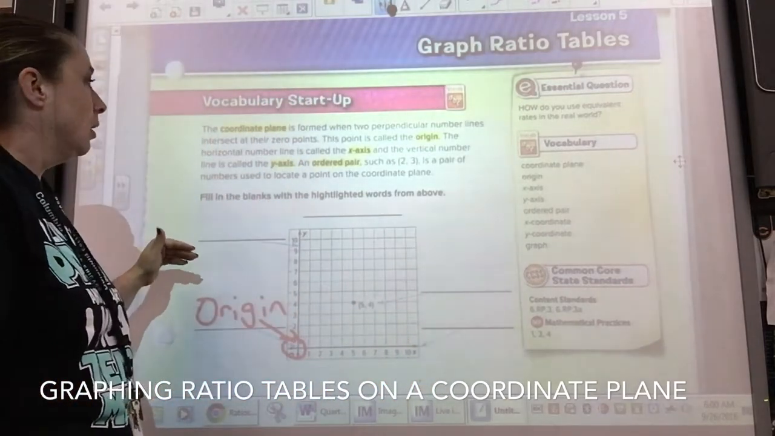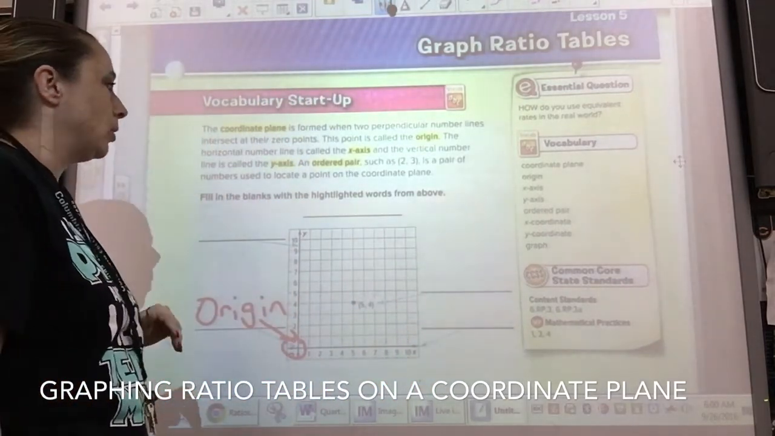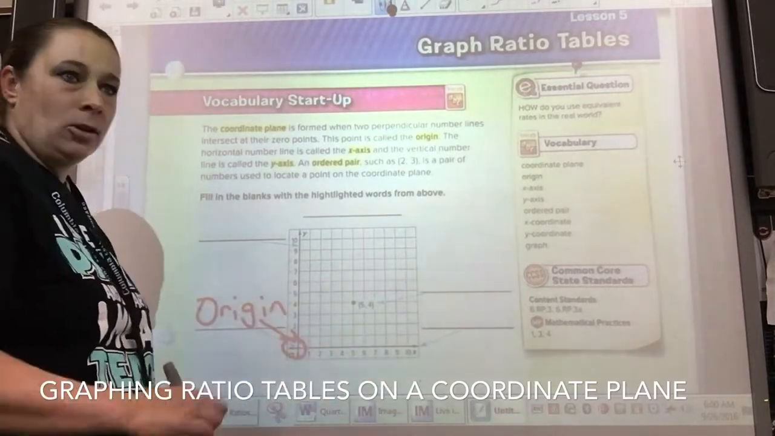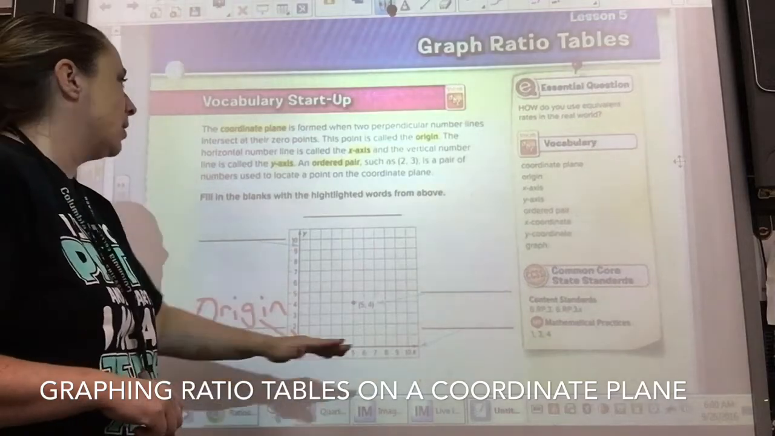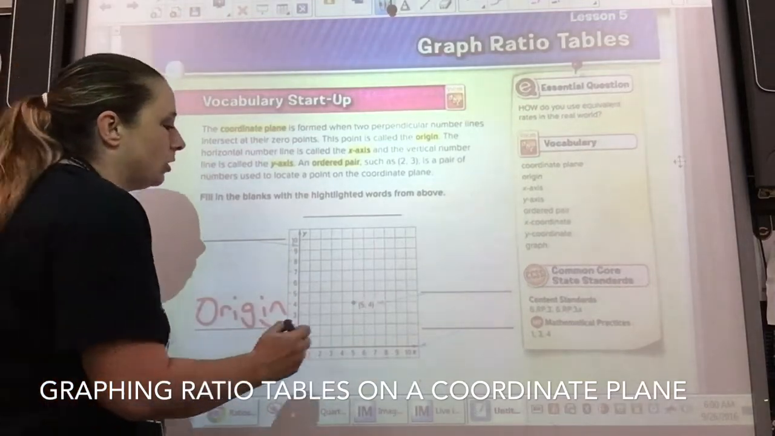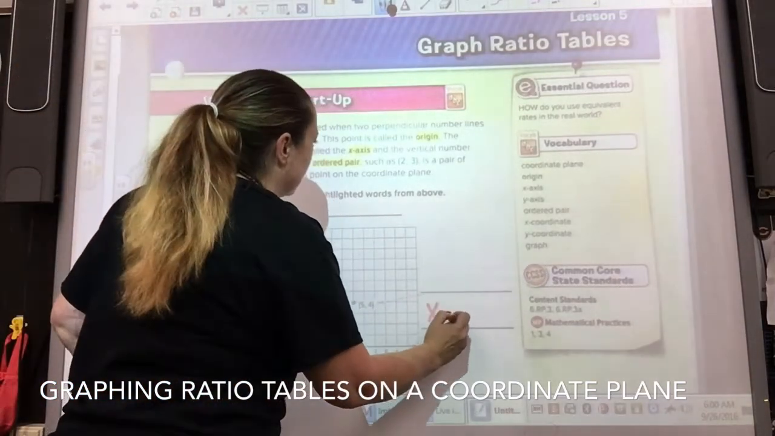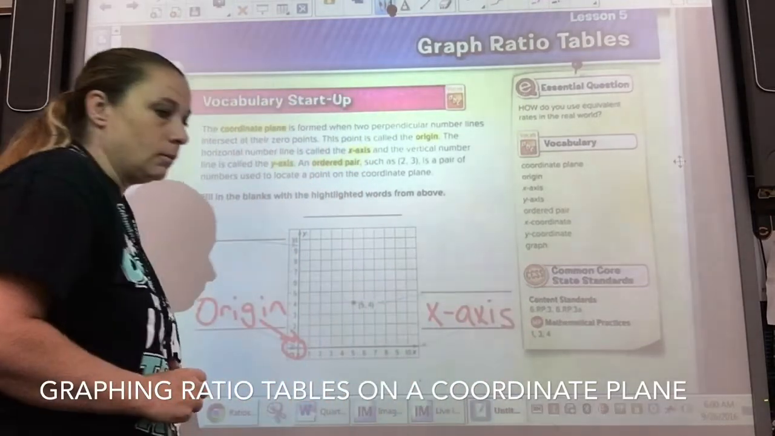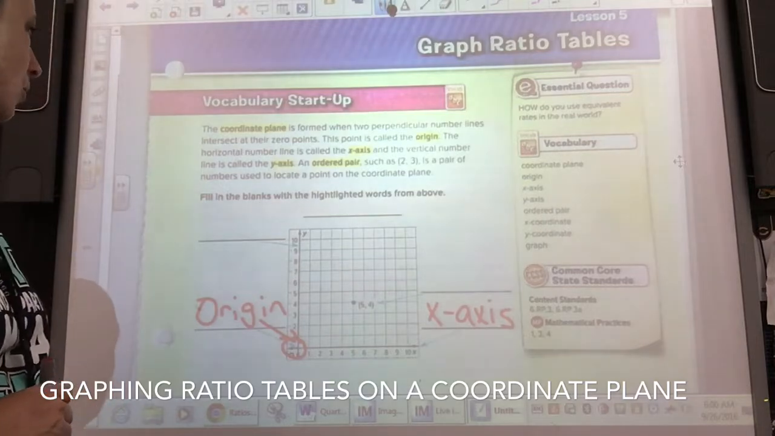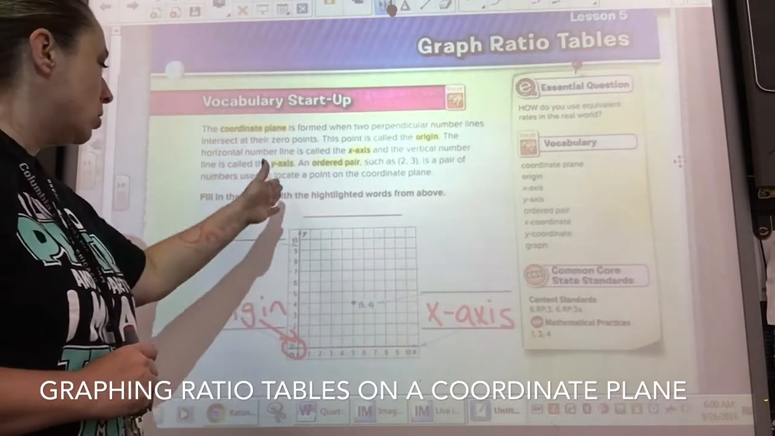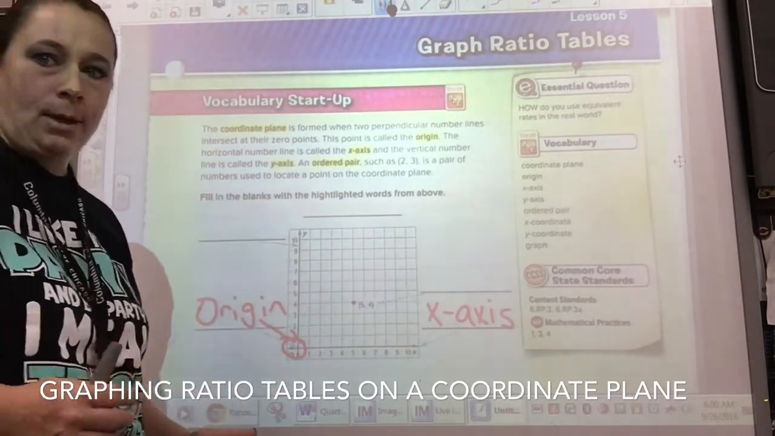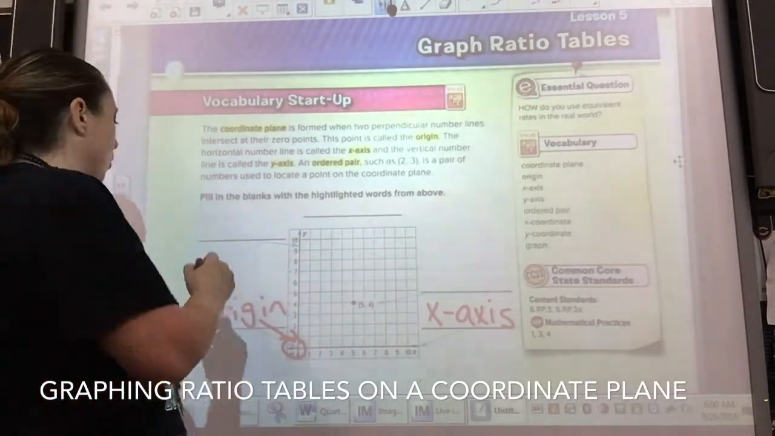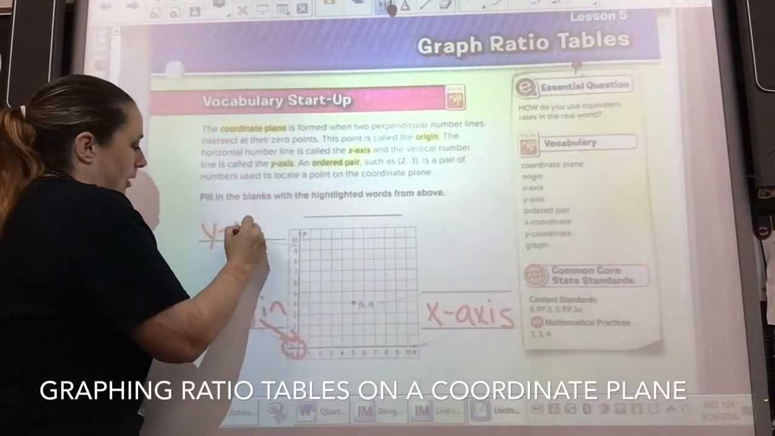What do we got next? The point is called the origin. The horizontal number line. Horizontal goes with the horizon. Lays flat. Think about looking out, seeing the sunset. Horizontal, horizon. This is your x-axis. Your x-axis, horizontal. And then we have this vertical number line going up and down. Vertical, I think about standing vertical or standing up and down. That is your y-axis.